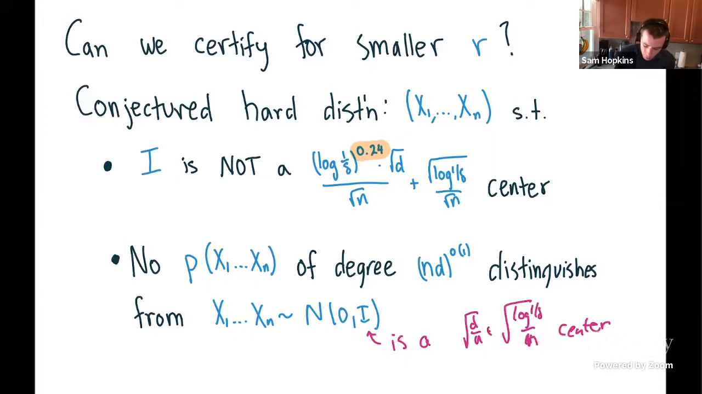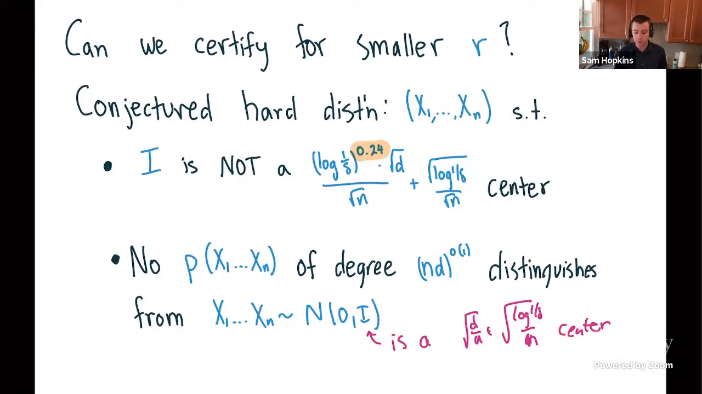But no polynomial of small degree, which I think we're going to hear a lot about later, no polynomial jointly in the samples of small degree is able to distinguish this joint distribution of samples from just a list of independent samples from normal zero identity, from Gaussian. But in the Gaussian case, the identity matrix is an R center for much smaller values of R. So we set up some hypothesis testing problem that we think is hard, and we give some mild evidence of hardness.